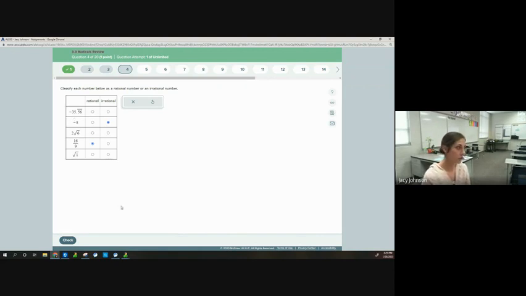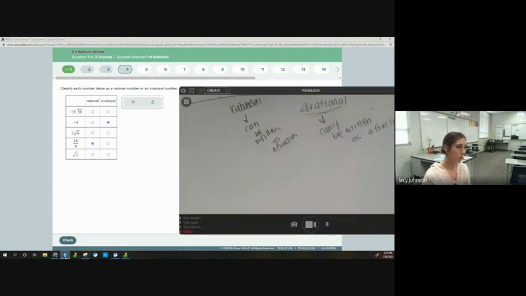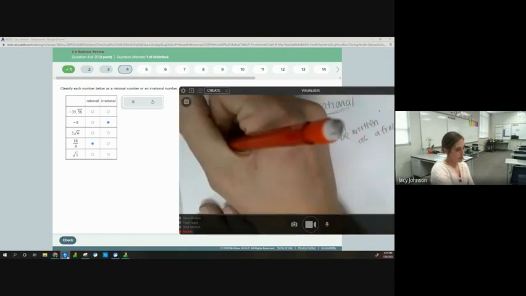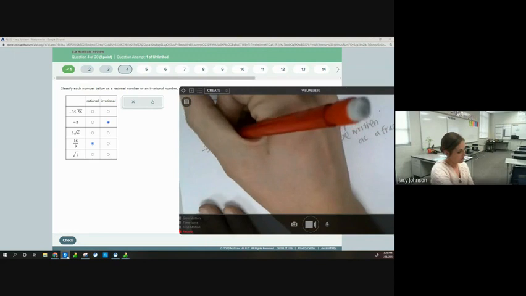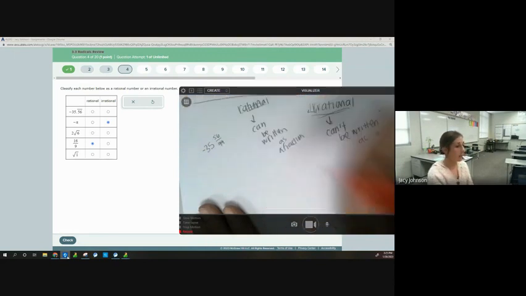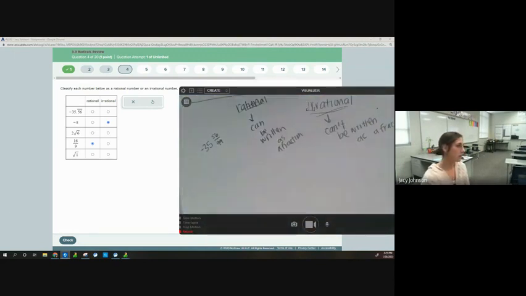Into fractions. So can I turn negative 35.56 repeating into a fraction? Well, I can turn it into negative 35 and a mixed number, 56 over 99. So can I turn it into a fraction? Yes. And I'm going to click the rational option.